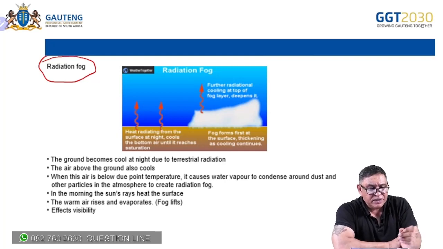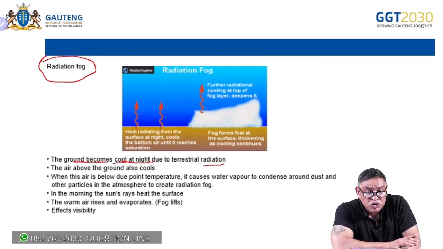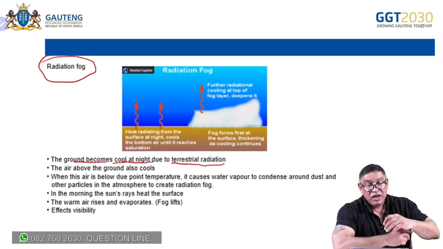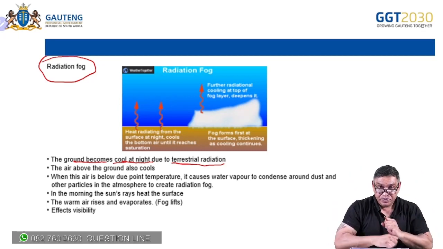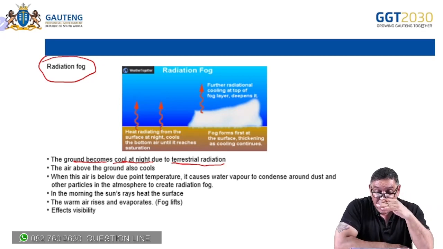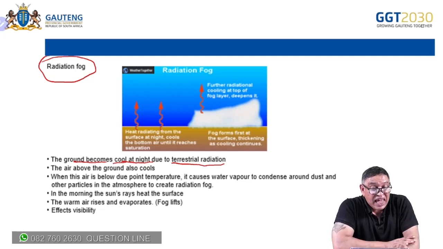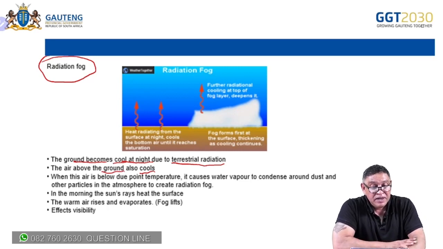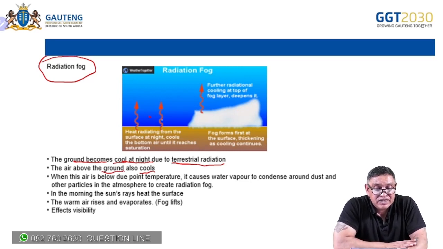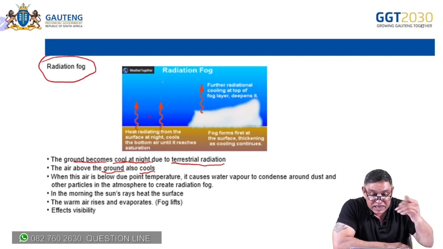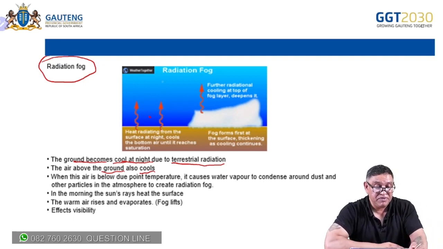Again, if you look at it, during the night, all right, the ground becomes cool due to terrestrial radiation. So there's no insulation coming through. Now the land gives off heat, and that's known as terrestrial radiation. All right. The air above that land also cools. Okay. This air above here also cools as the cooling is happening. All right. Remember katabatic winds? But now it can be even a flat surface.